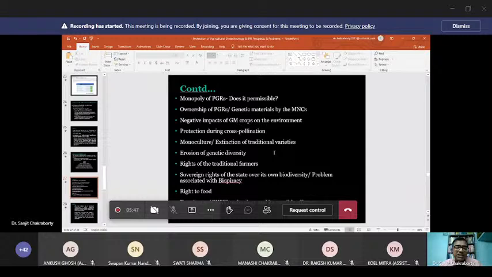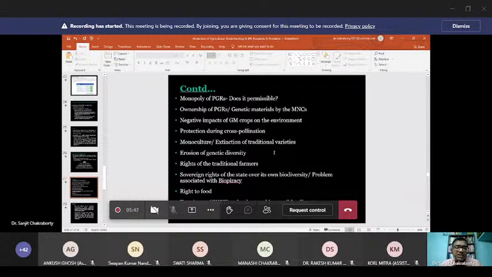Another question is the use of certain technology. Here I mentioned one, the terminator technology. There is another technology which is known as the verminator technology. Due to the shortage of time, obviously I am not going to discuss the details about this technology. But let me tell you, these are certain technologies used by the agrobiotech companies in order to retain the monopoly.